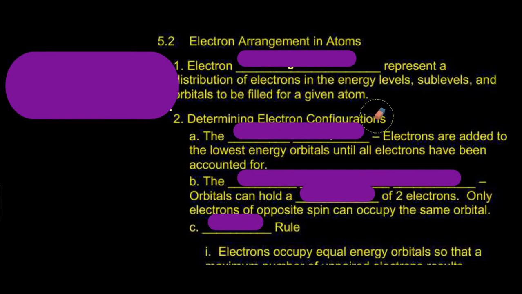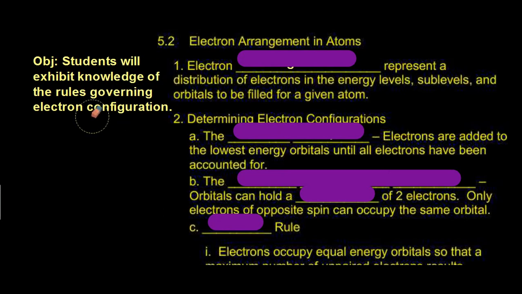Okay, welcome back. This is P-Dog, starting lecture 5.2, involving the electron arrangement in atoms. Our objective today is students will exhibit the knowledge of the rules governing electron configuration.